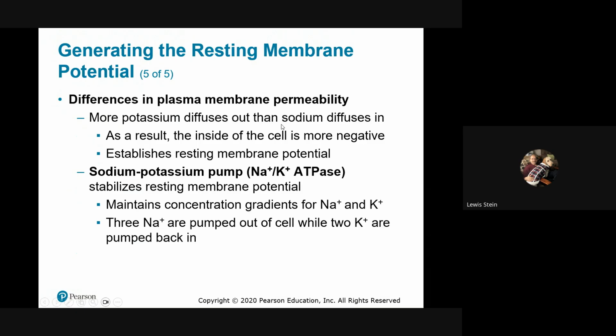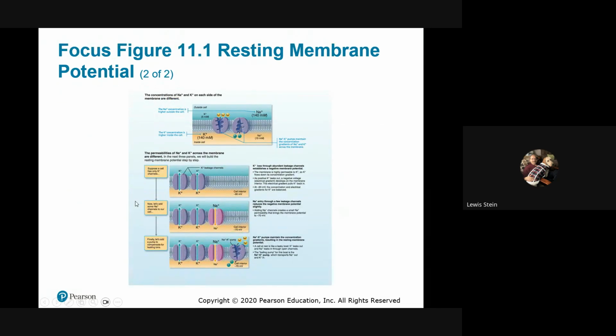More potassium diffuses out than sodium diffuses in. We knew about that. Balanced out by the sodium-potassium pump. We knew about that. Don't have to go there with almost any of this stuff that you're seeing here. It's just not required because we already did it. That's the beauty of having gone through this fairly, I thought, comprehensively.